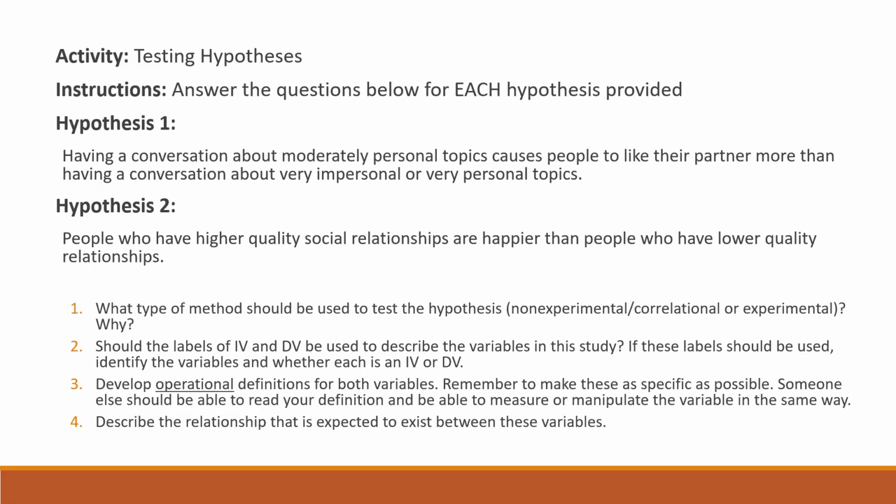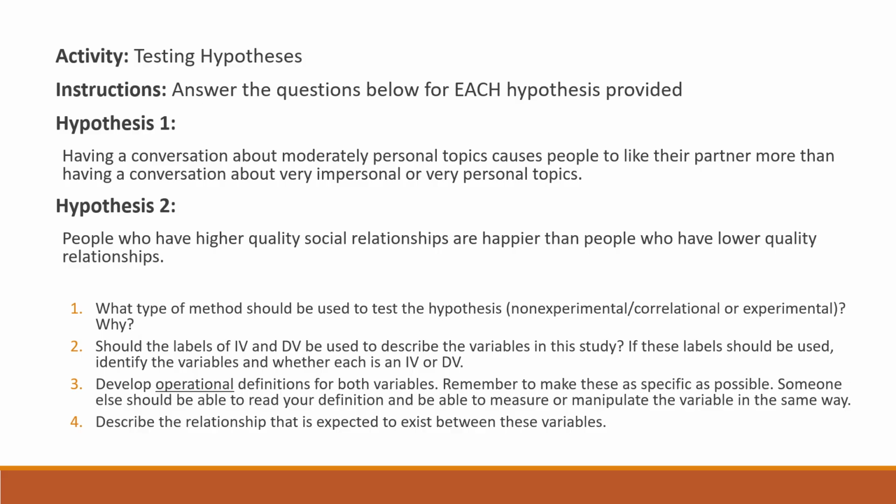So the activity for this chapter is on testing hypotheses. You will read each of the following hypotheses, and for each of them, so you'll do this twice, answer the following four questions. 1. What type of method should be used to test a hypothesis, non-experimental/correlational, or experimental, and why?